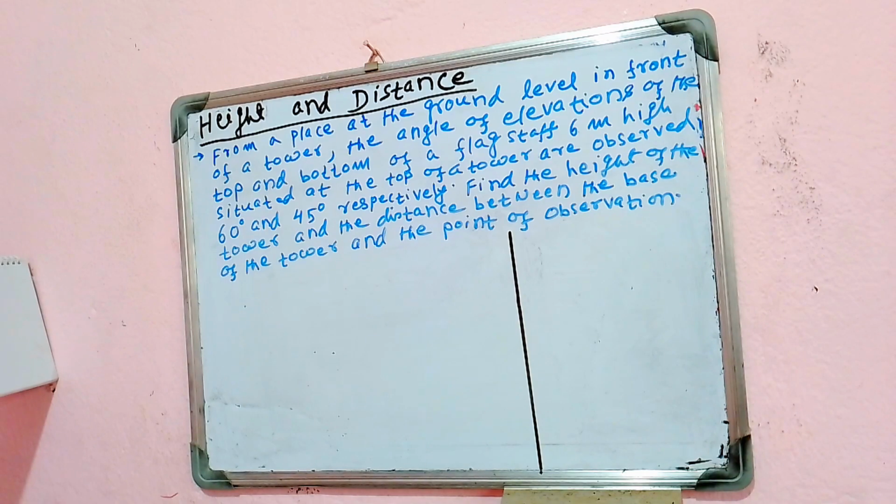Today I am going to do a problem from height and distance for optional mathematics grade 10, and here you can see that the problem states that from a place at the ground level in front of a tower, the angle of elevation of the top and bottom of a flagstaff 6 meter high, situated at the top of a tower, are observed as 60° and 45° respectively. Find the height of the tower and the distance between the base of the tower and the point of observation.